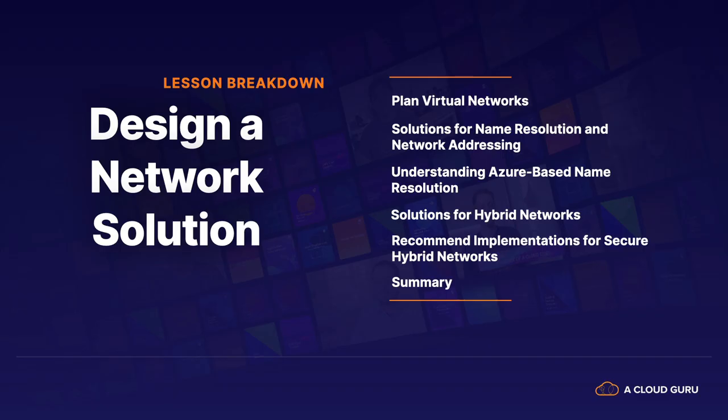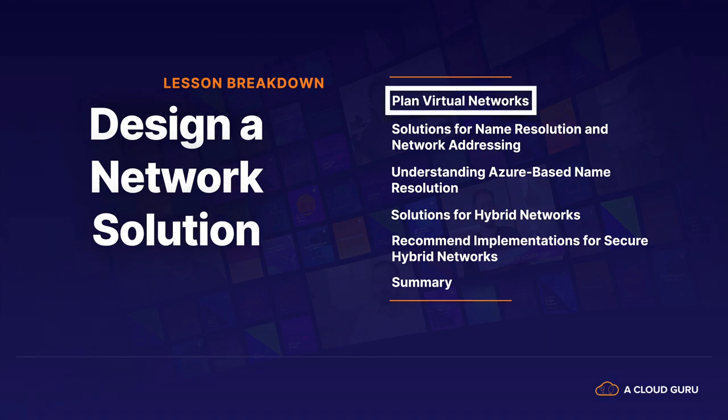In this section, we'll be talking about planning virtual networks. We'll discuss solutions for name resolution and some network addressing. We'll understand Azure-based name resolution. We'll talk about solutions for hybrid networks and implementation of a secure hybrid network, in this case, the perimeter network.